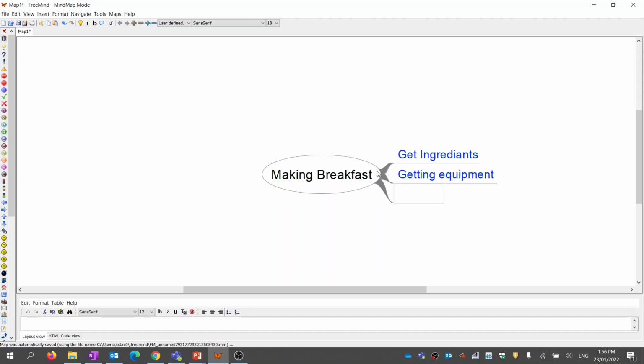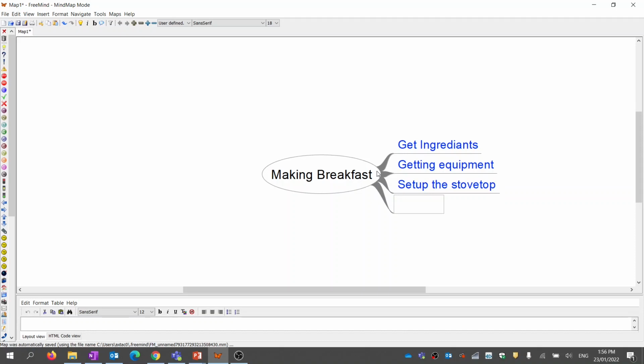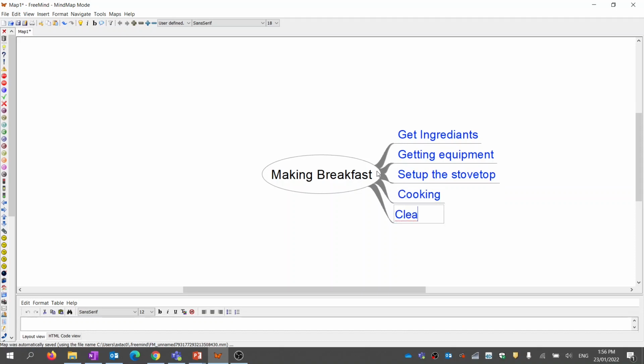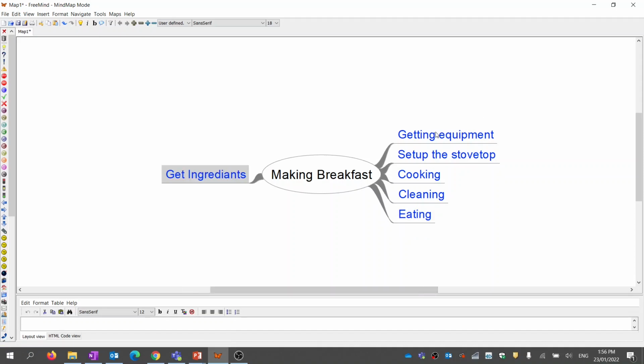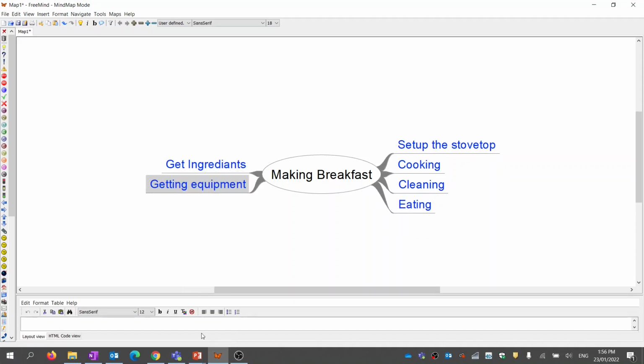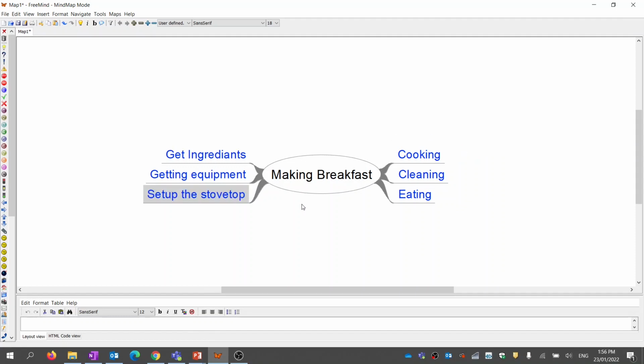And then we're going to need to set up the stovetop. Then we're probably going to need to do the actual cooking. And there'll be some type of cleaning process. And also there'll be some type of eating process. So actually making breakfast consists of a number of different processes. So I'm just going to reorganize this page a little bit. If you're using this program, I'm just holding down Control and hitting left arrow to flip things over.